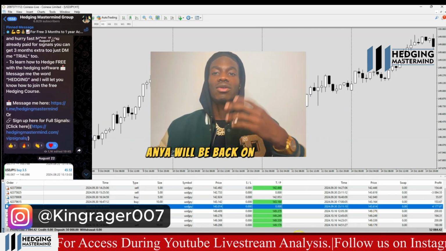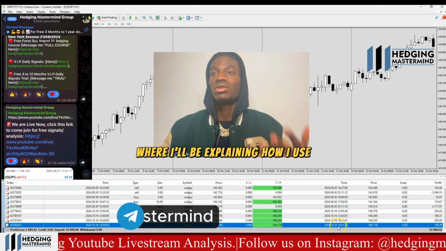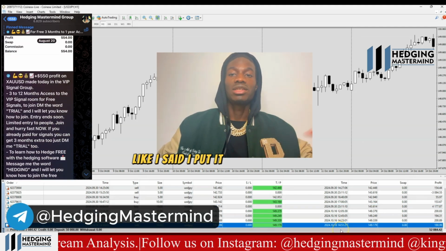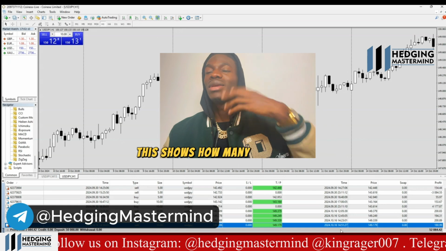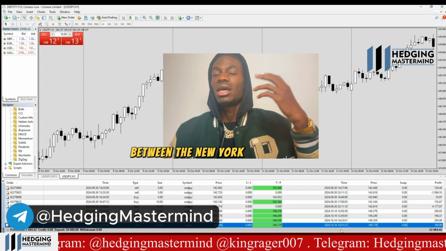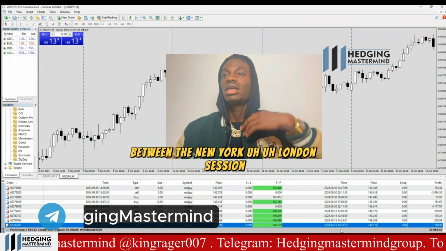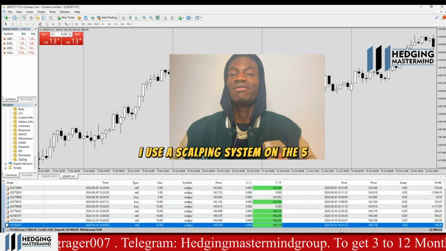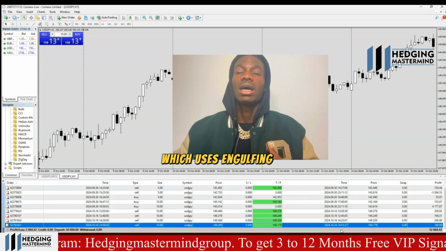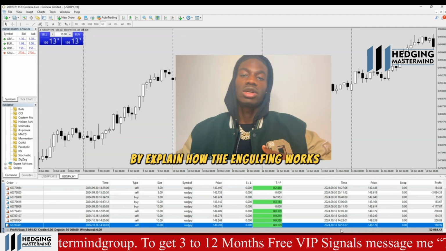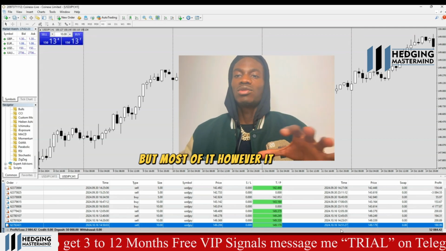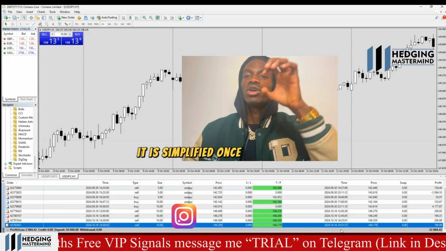And yeah, we'll be back on another trading day where I'll be explaining how I use my system. Like I said, I put it in the playlist. This shows how many trades you can get between the New York and London session. I use a scalping system on the 5 minutes, which uses engulfing. I explain how the engulfing works, but however it works, it is simplified once you have the software.